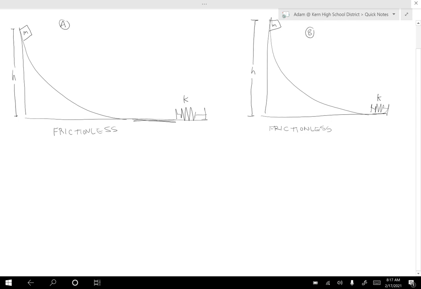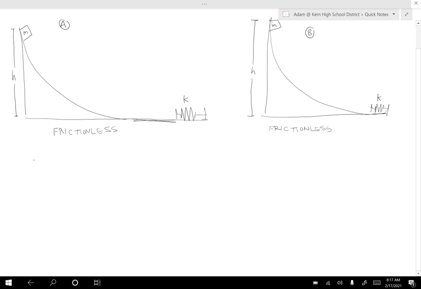The first question was, if both ramps are frictionless, as you can see there, explain why the block will compress the springs the same amount. So most of you are getting the gist of this when I'm looking at your responses, but not necessarily talking about the transition of energy.